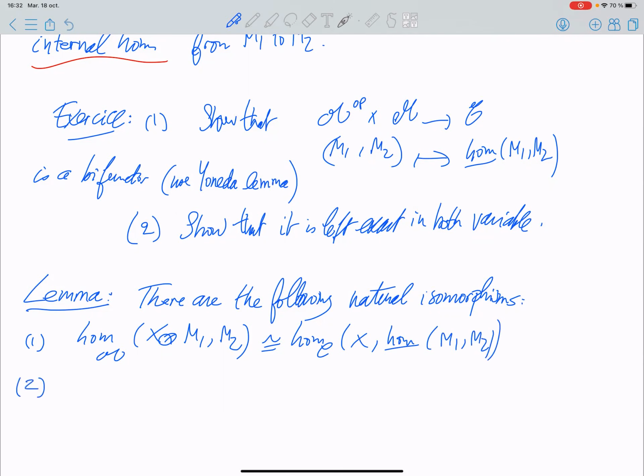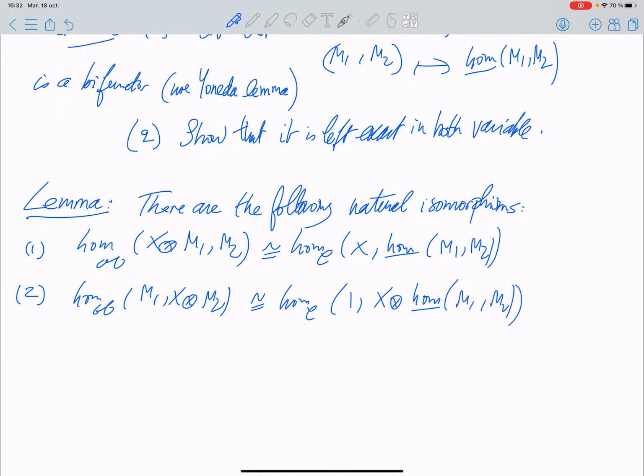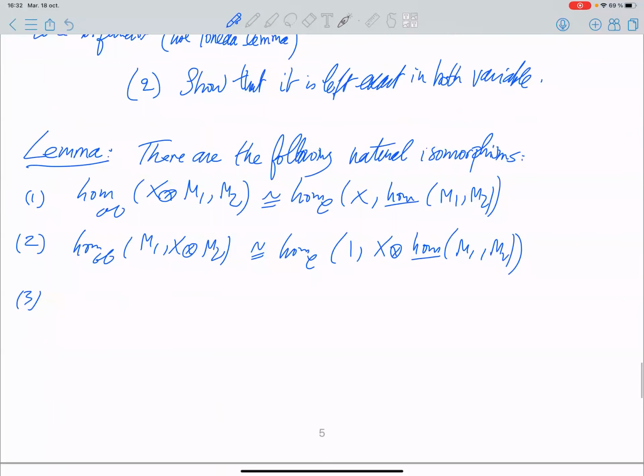Next, Hom(M1 ⊗ M2, ...) is naturally isomorphic with Hom(1 ⊗ ..., M1, M2). Okay. Third, the internal Hom between M1 and X2.